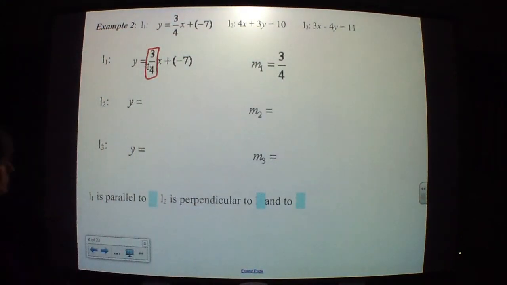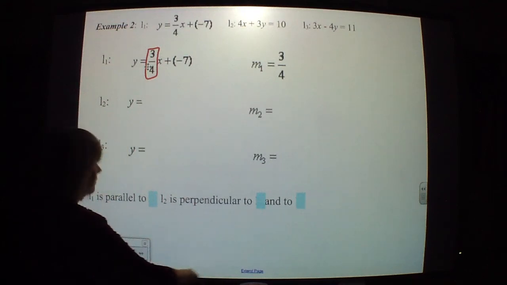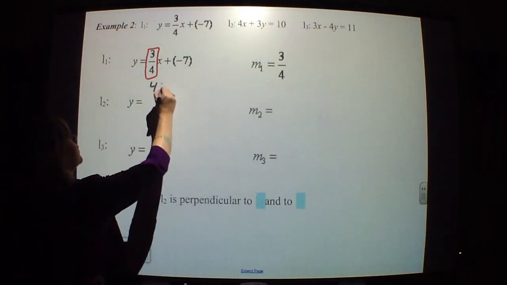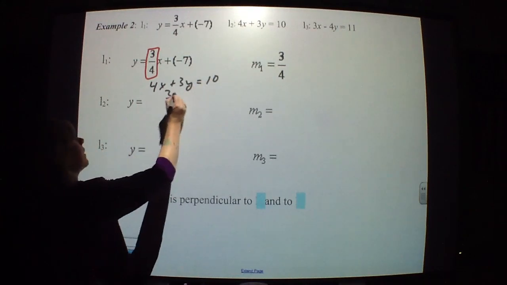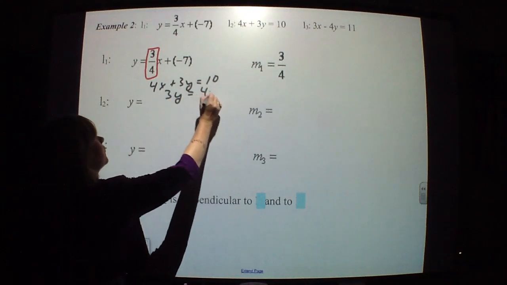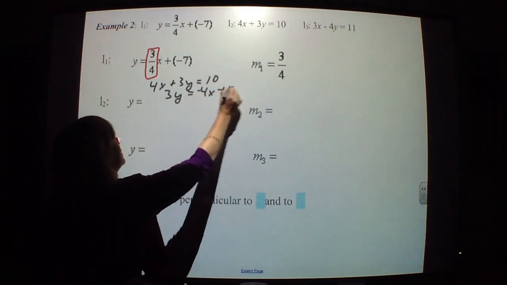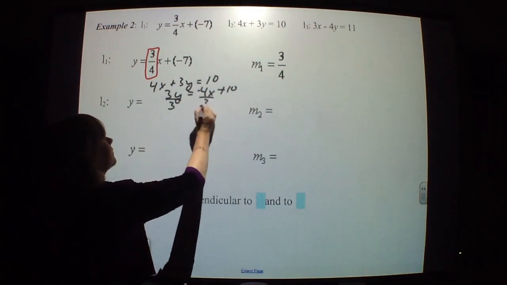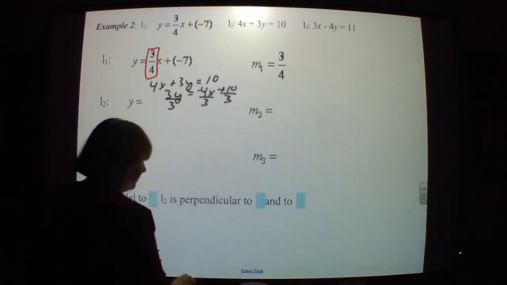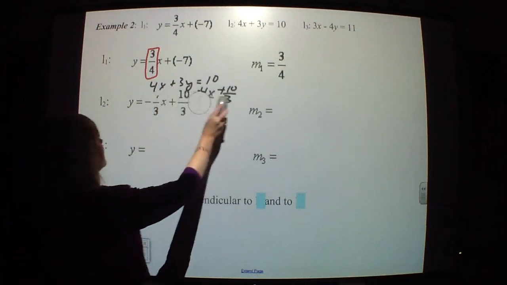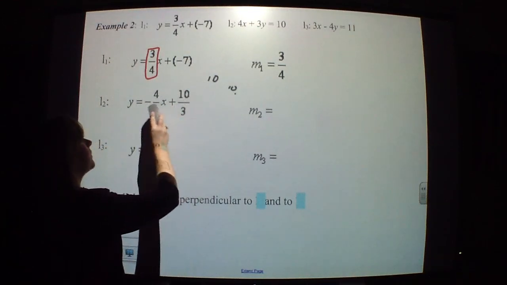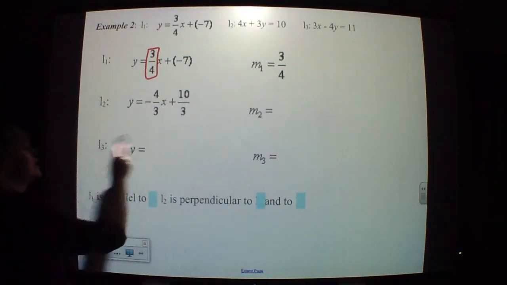The second one, remember I have 4x plus 3y is equal to 10. End up with 3y is equal to negative 4x plus 10, and divide by 3. So I have y is equal to negative 4/3 x plus 10/3. Slope is negative 4/3.